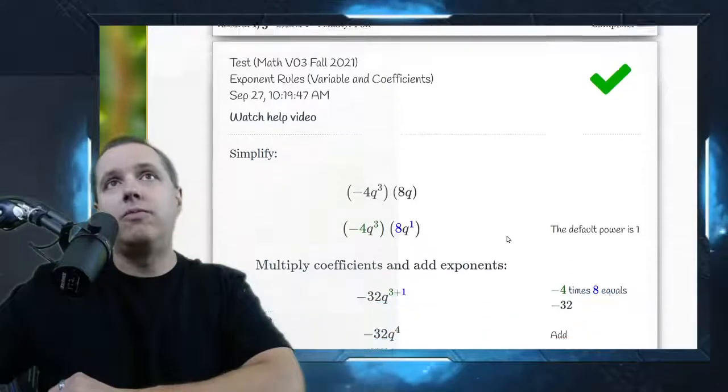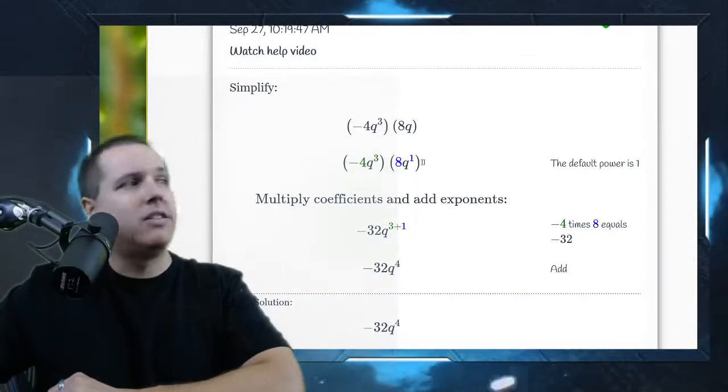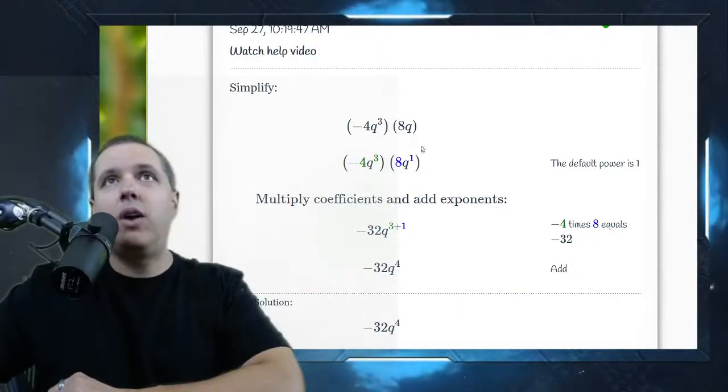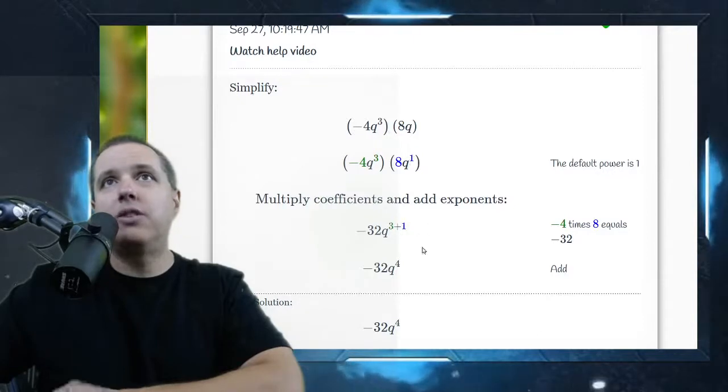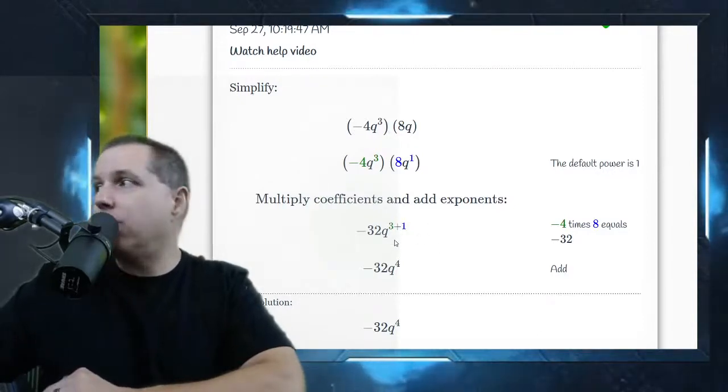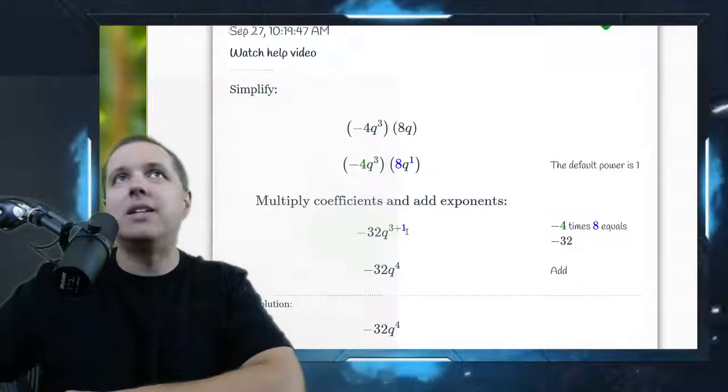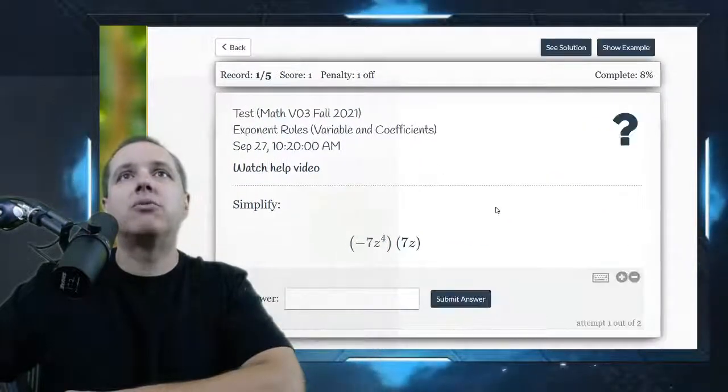And there we go, right? So see how they put the 1 here? They put that 1 there to remind you that it's 3 plus 1. Sometimes people make it 3 plus 0, but that doesn't make any sense, right? Let's see what the next one looks like.